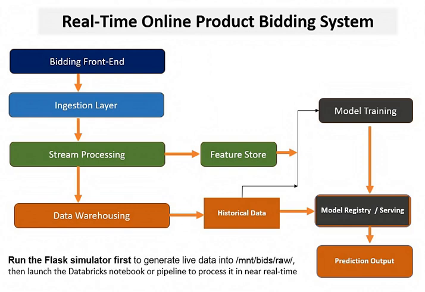Okay, here's where it gets really interesting for me. How does a single bid or maybe a product update actually flow through this whole complex setup from click to decision? Right, let's trace that data journey. It really kicks off at the ingestion layer. Where the data first arrives.